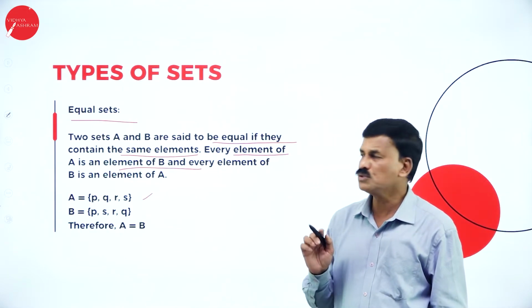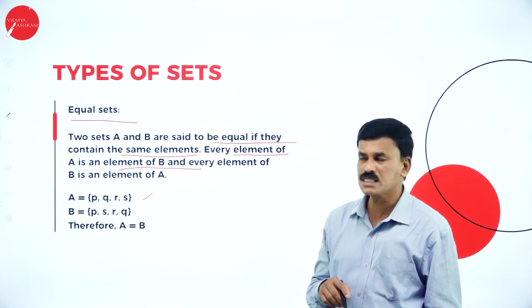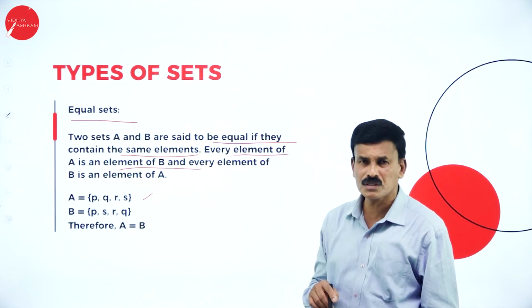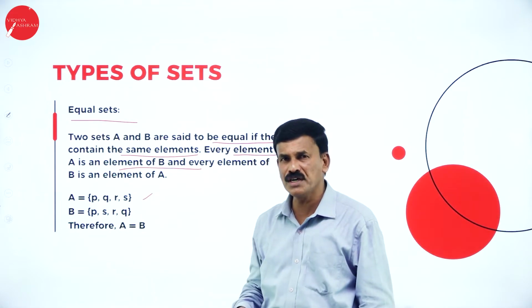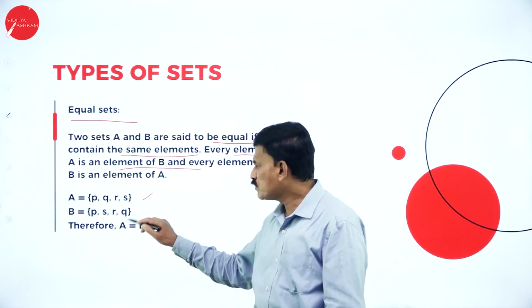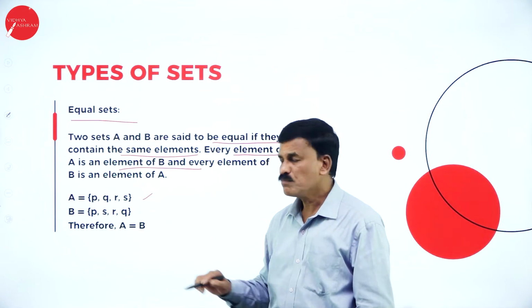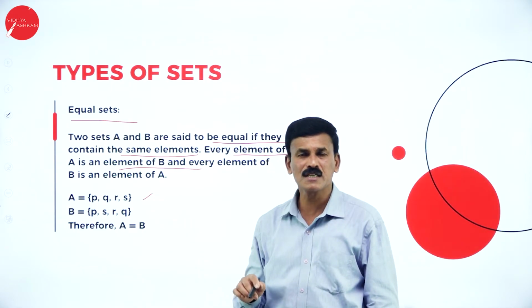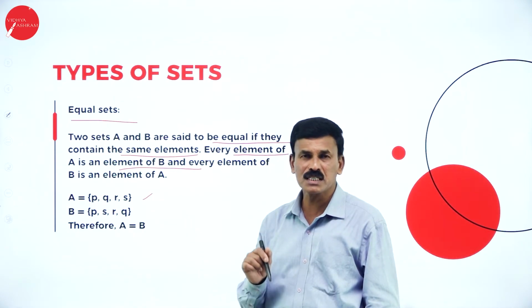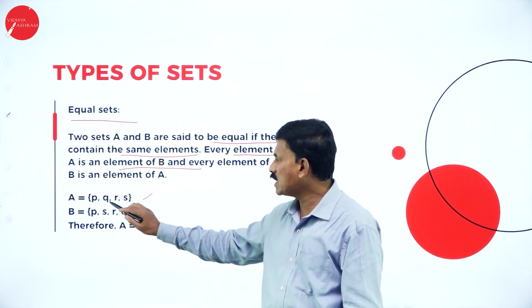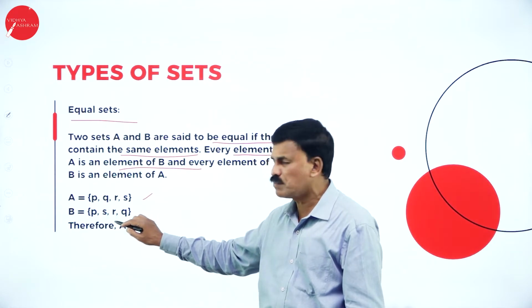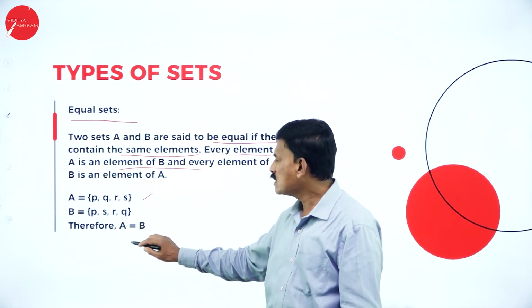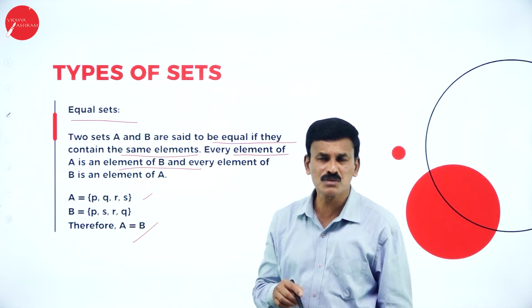So, let us take an example. If A = {P, Q, R, S} and another set B = {P, Q, R, S}, we have just changed the order. Whatever the order or place of the elements of a set, the number of elements in the set and the elements of the set must be the same. Since A contains P, Q, R, S, B also contains P, Q, R, S, but we have placed them in different places. Therefore, the two sets A and B are said to be equal.